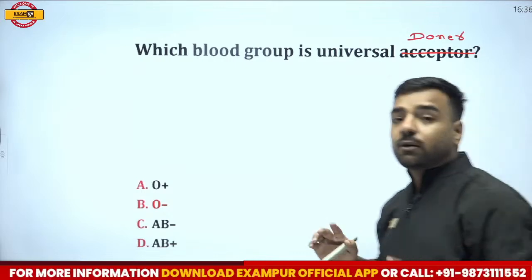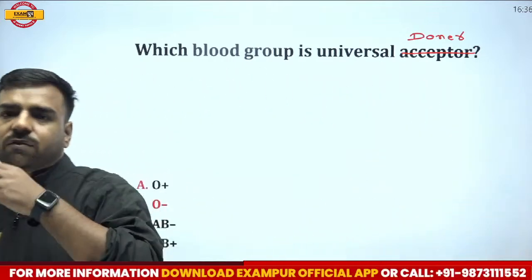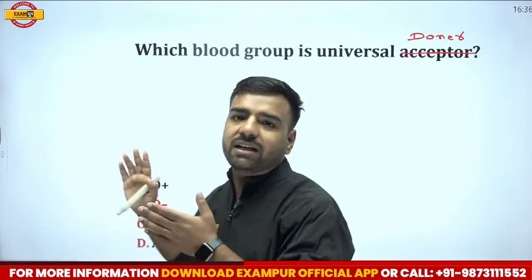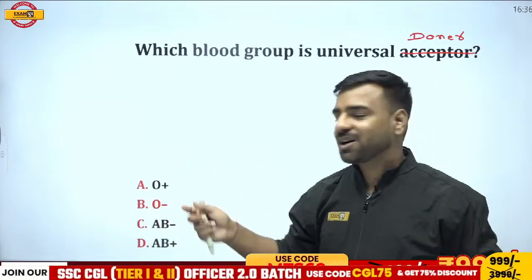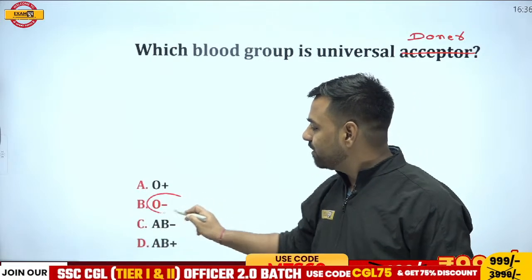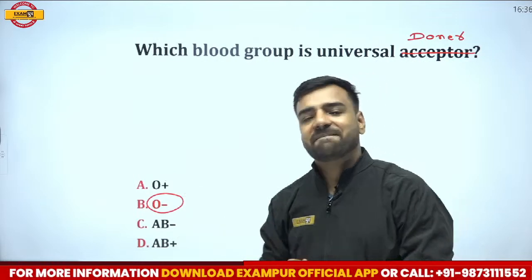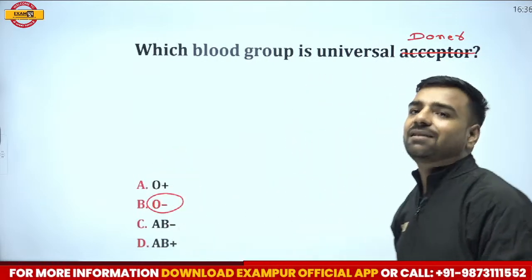Rohit, got my point? Because you also gave O negative as the answer. Even while creating the PPT, I gave that wrong answer. Because O negative is the one which can actually donate the blood, right? Totally correct. Great, awesome.